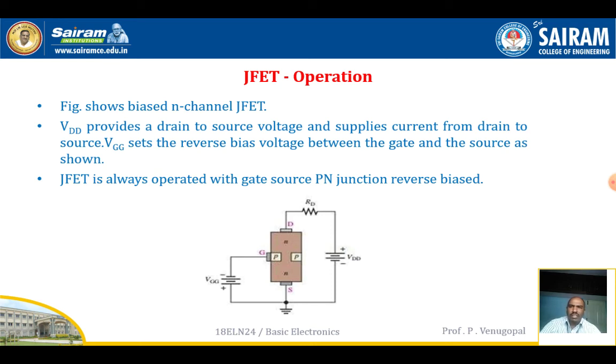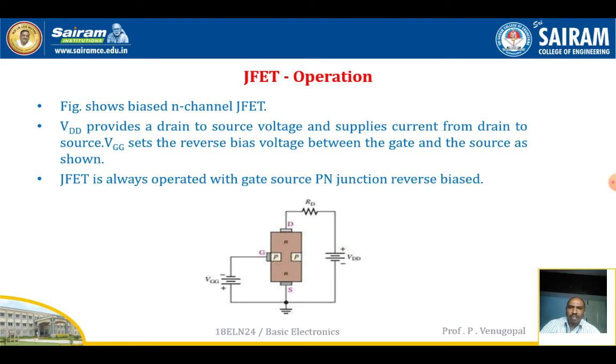Next, operation of the JFET. The figure below shows the biased n-channel JFET. We are observing that the gate-source junction is reverse biased and the drain-source junction is forward biased. VDD provides a drain to source voltage and supplies current from drain to source. VGG sets the reverse bias voltage between the gate and the source as shown.